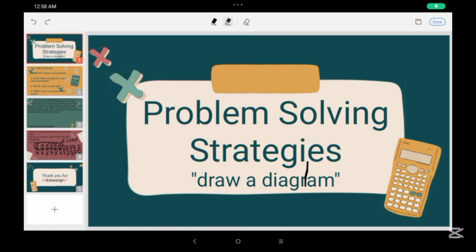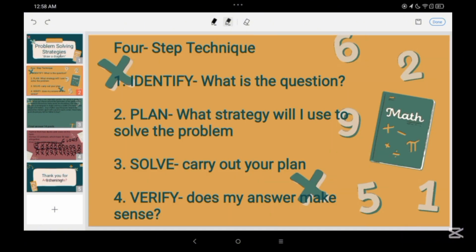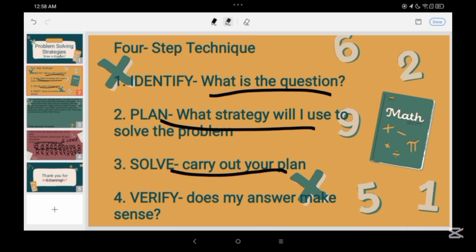So we're gonna take a look at problem-solving strategies, draw a diagram. The first thing we're going to do is identify what is the question. Next, come up with a plan and the strategies that we're gonna use in this topic, draw a diagram. Then, carry out your plan, solve the problem. And the most important step is to verify your answer. Does my answer make sense? So, let's start with the first problem.